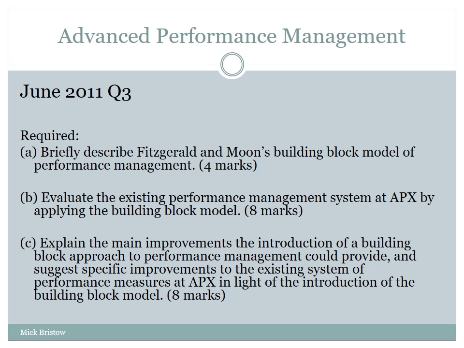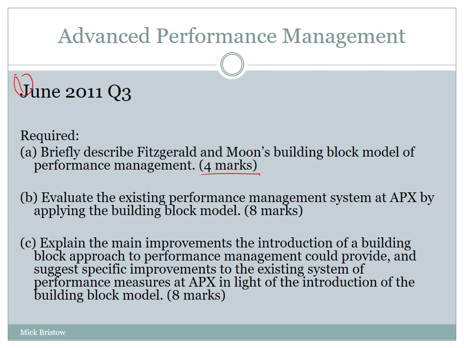Now just briefly look at 2 small past questions, just to give you an idea of the type of things you might be asked. First of all, the June 2011 question 3 was an option question. And it asks us, first of all, to briefly describe Fitzgerald and Moon's building block model of performance management. And it was only 4 marks out of the total marks available for the question, but a specific piece of knowledge was required. If you weren't aware of the model, you couldn't answer the question at all.